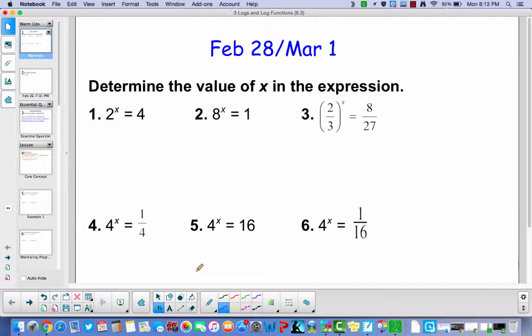Good morning. Today we're going to talk about logs. Before we get into what that is, I'd like you to take just a few minutes and try these warm-up problems. Figure out what the exponent is for each of these equations.